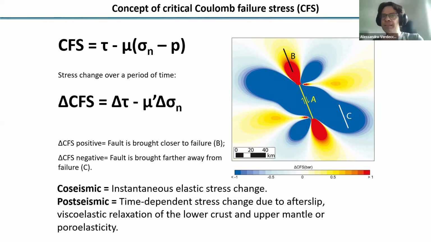You can do the classic calculation, the so-called coseismic stress changes, which represent the instantaneous elastic stress change due to an earthquake, basically. What you can do as well, using a little bit more complex model, not that complex, but a little bit more, is some time-dependent stress calculation. And we'll see later what it is. Those are mostly due to what we call after-slip, viscoelastic relaxation, or poroelasticity. We'll see later what that means.